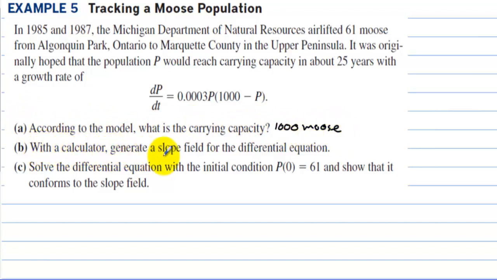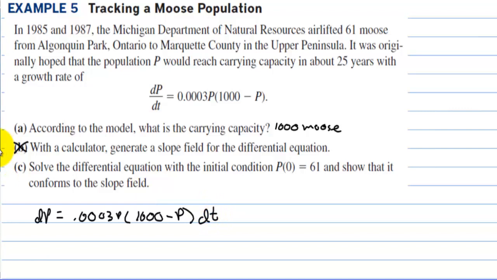With a calculator, generate a slope field. We really don't do that. Letter C, solve the differential equation with the initial condition P of 0 equals 61 and show that it conforms to the slope field. We have dP is equal to 0.0003 P times 1,000 minus P times dt.